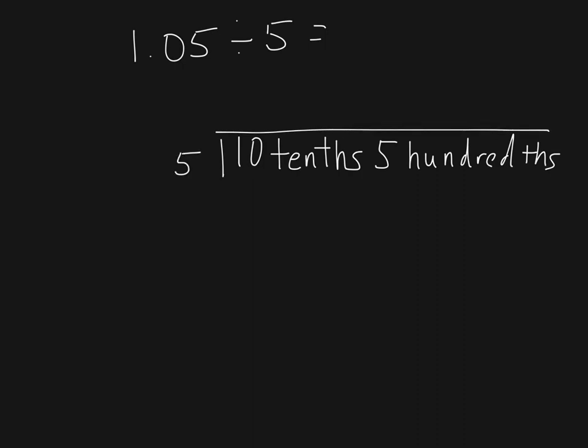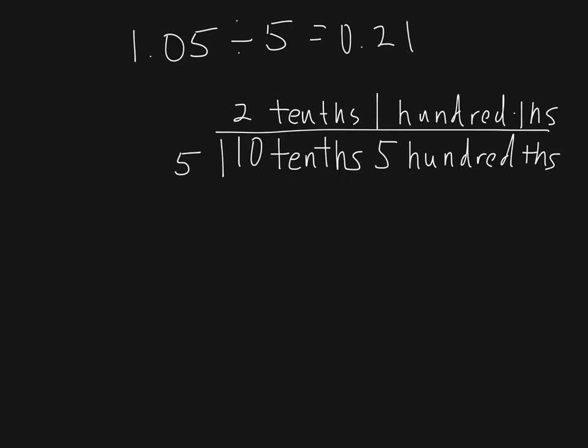And I know that 5 goes into 10 2 times, so that will be 2 tenths. And 5 goes into 5 1 time. So I'll have 2 tenths and 1 hundredth. So my quotient, written in standard form, will be 21 hundredths.